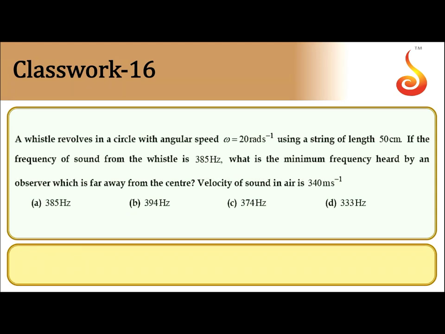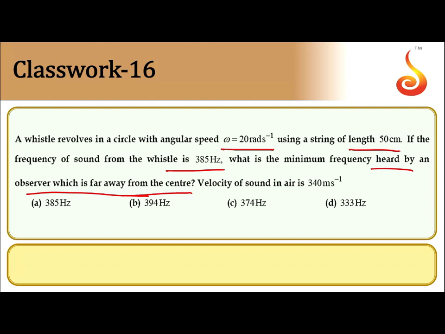Next one. A vessel revolves in a circle with angular speed 20 radian per second using a string of length 50 centimeters. If the frequency of sound from the vessel is 385 hertz, what is the minimum frequency heard by an observer far away from the center? Velocity of sound in air is 340 meter per second.